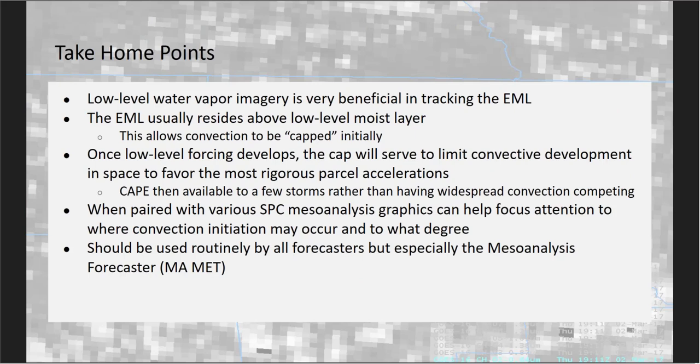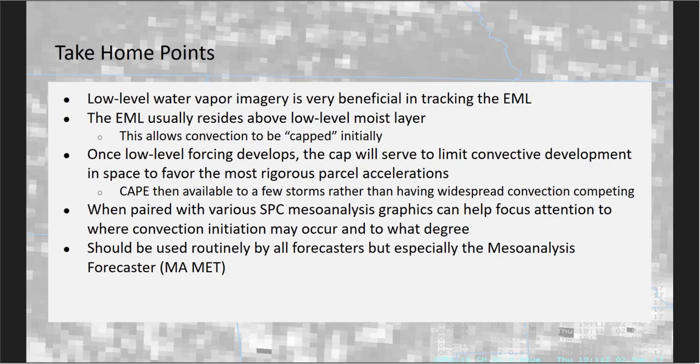So just a few take-home points. Again, looking at the low-level water vapor imagery, pretty beneficial in tracking the EML in this case. Probably should have included a weighting function graphic in there, but again, the EML usually resides above the low-level moist layer, which is pretty instrumental in capping the environment to begin with, but it also can serve to limit convective development in space so that you're really getting the best initiation where those more rigorous parcel accelerations are happening.